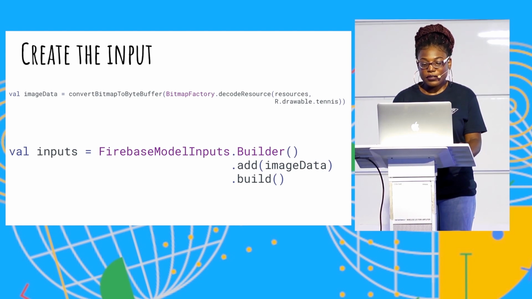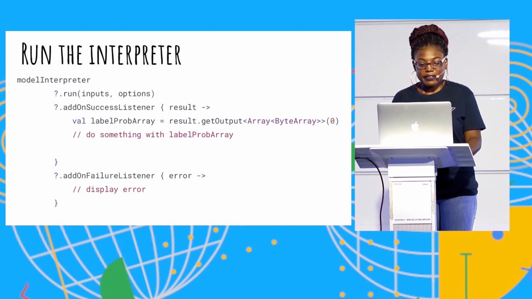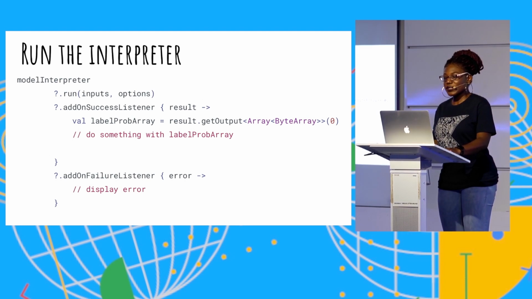In this case, we are working with only one image at a time, and we need a way to tell that to the ML Kit. And this image will be converted to a byte buffer and then sent in through the add method of the Firebase model input builder. Finally, we can run the interpreter after setting the input and the output format options.